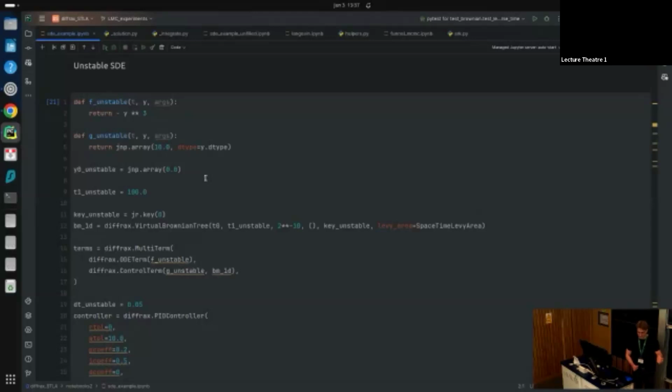Just to motivate this, I'm going to show the example that Des was talking about earlier today, where you have this SDE with drift of -y⁵.